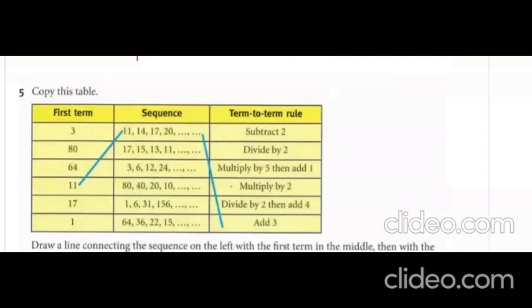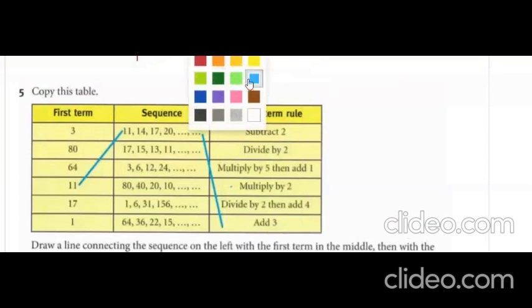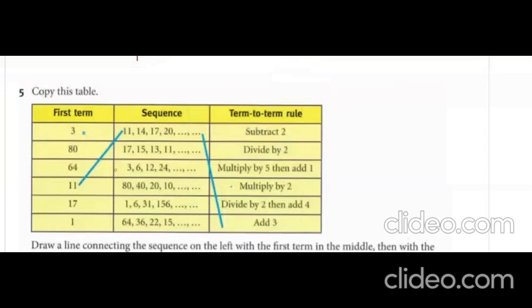Copy this table. It's given in the table. The first term is given, the sequence is given, and the term-to-term rule is there. We have to match the terms, sequence, and also term-to-term rule. The first term is 3. The first one is done for us, and the remaining we have to work out. Since the first term is 3, we can easily identify it here. And see, 3 twos are 6, 6 twos are 12. So multiply by 2. So this is the answer.